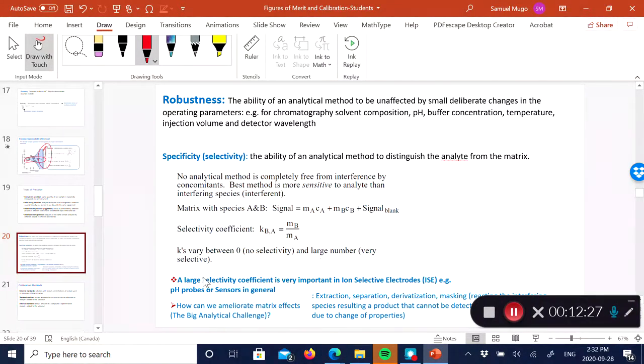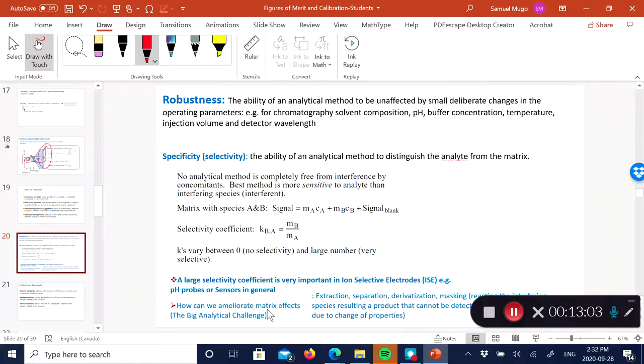So you can see again, the goal here is to handle the matrix effects, which we call the big analytical challenge, because every sample always has matrices that tend to interfere with the analysis. And that's why you would use sensors that are very specific or selective to the analyte of interest. Now, in the event you don't have sensors, remember, you can equally mitigate matrix effects using other methods.